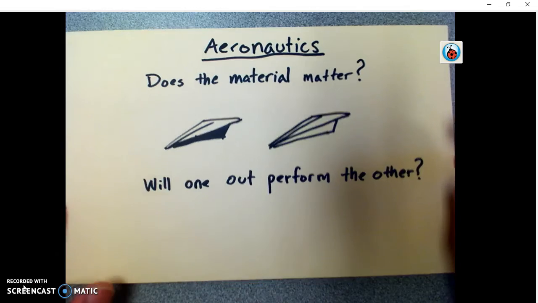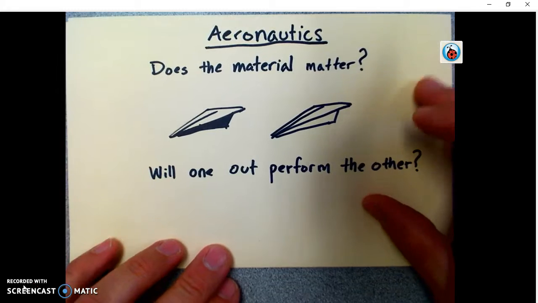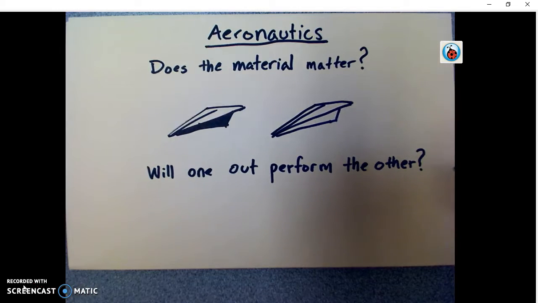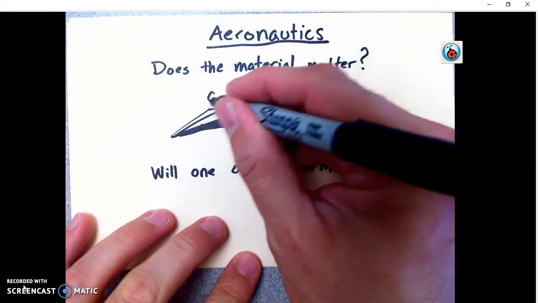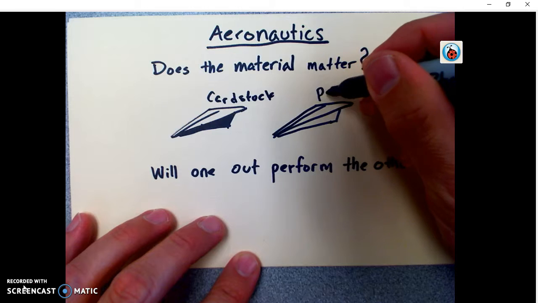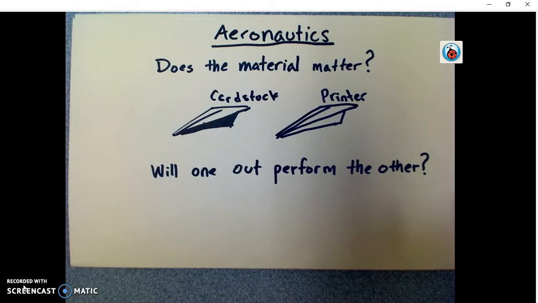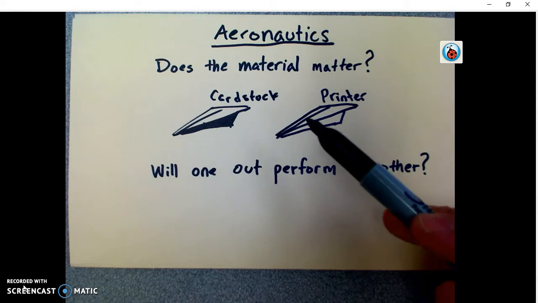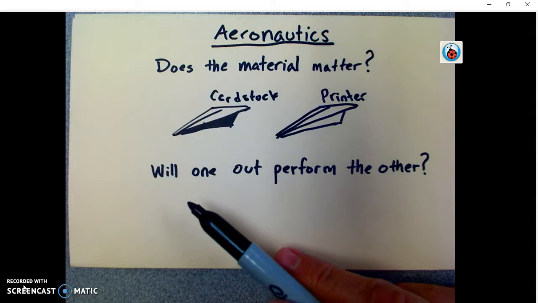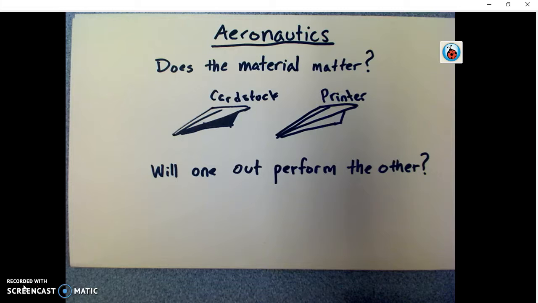So I have two types of paper. There's this one, which is called cardstock, which you'll observe is different than just printer paper. So one will be made of cardstock, and one plane is going to be made of regular paper, printer paper. You're going to make the same kind of airplane out of each type of material. And what you're trying to figure out is this: will one outperform the other? So you're probably thinking right now to yourself, well, I think one might be better than the other. Automatically, you're probably thinking something.